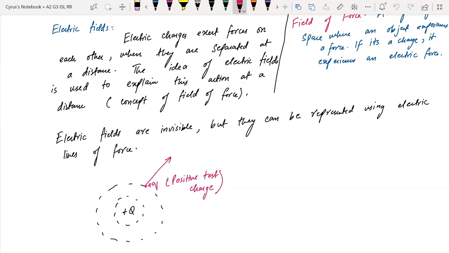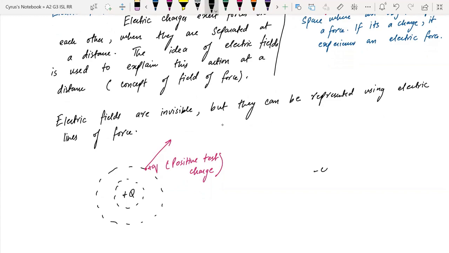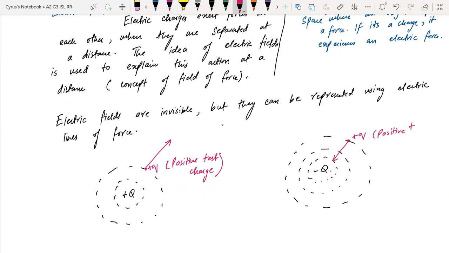And if this is a negative point charge, so we have minus q here, and minus q is a point charge, you know that, right? And let's say that in the vicinity of this we have a positive test charge somewhere here. This positive test charge is going to move inwards, it's going to get attracted. So this is a positive test charge, and this is a point charge.